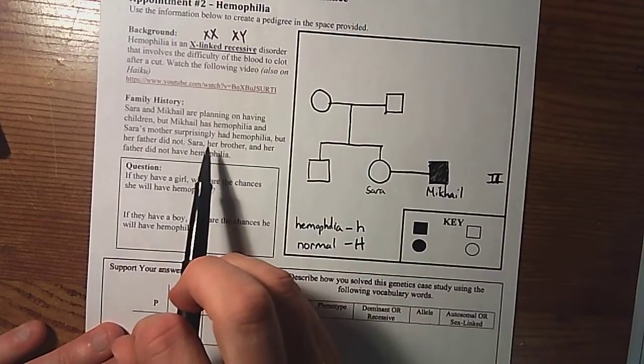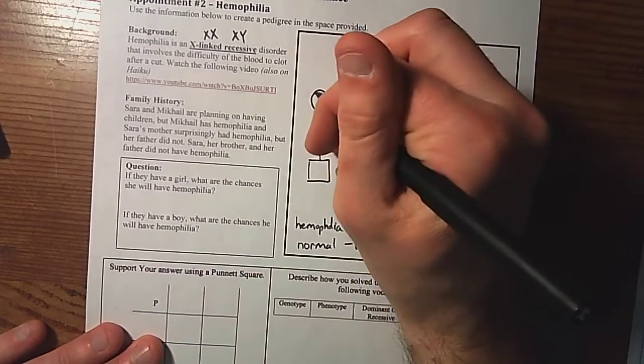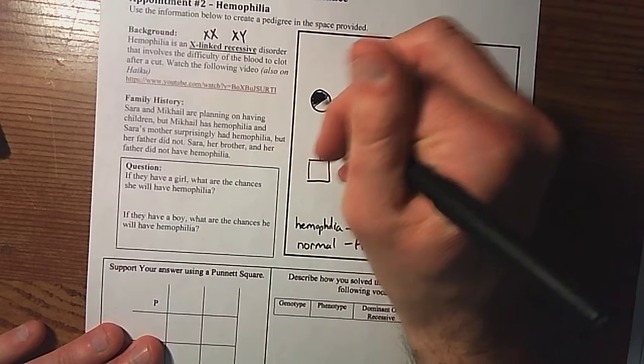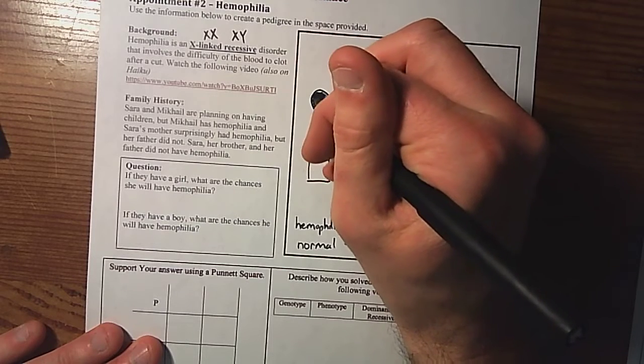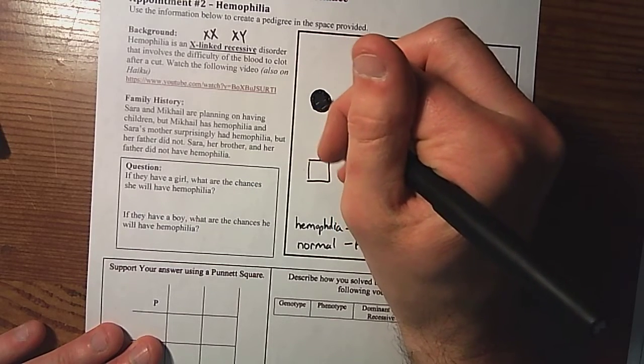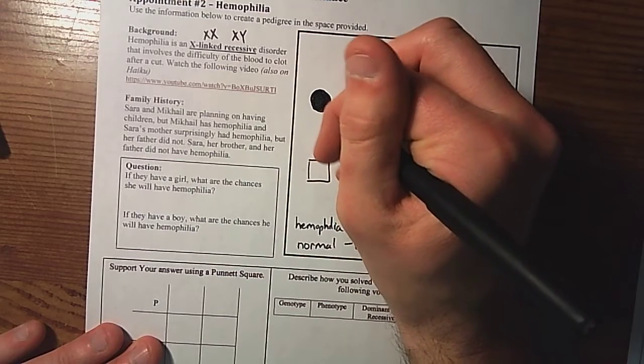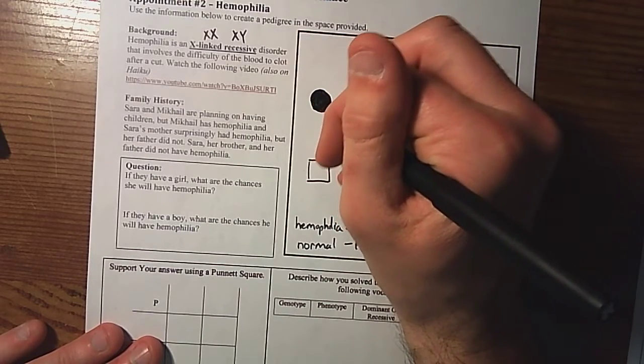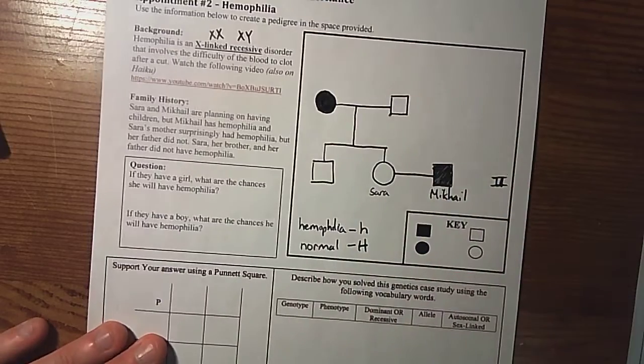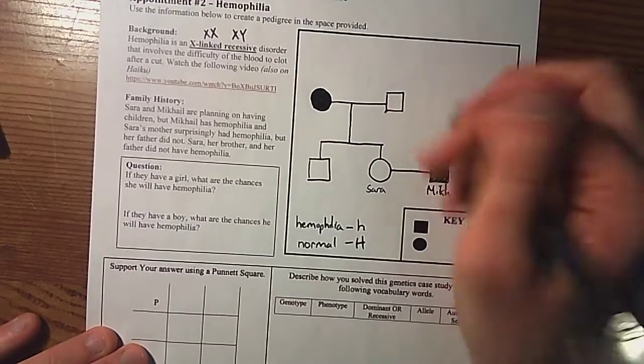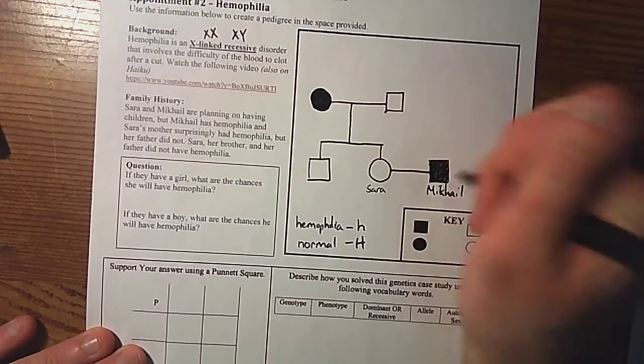Now, from this information, it says that Sarah's mother surprisingly had hemophilia. And that's interesting because usually females do not have the recessive traits when it comes to sex-linked traits. Right? Just like more males are colorblind than females, it would be the same thing with hemophilia. More males typically have hemophilia.